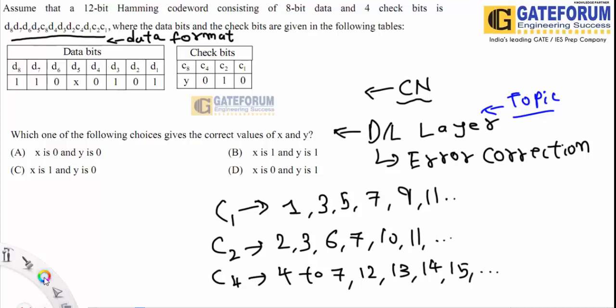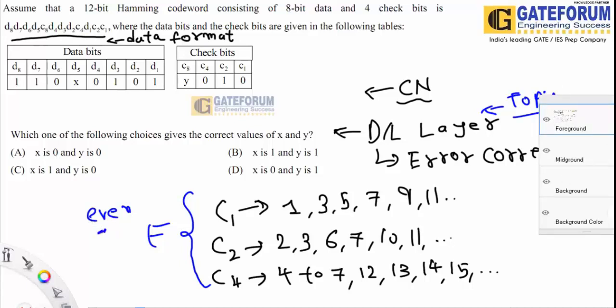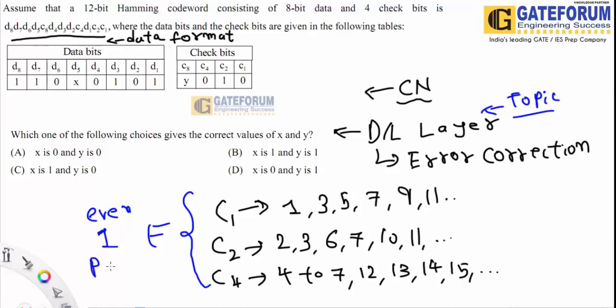Now, what do we need to do for all of this? We need to take into consideration that after doing this checking, we should have even parity. This is always the default parity that we use.